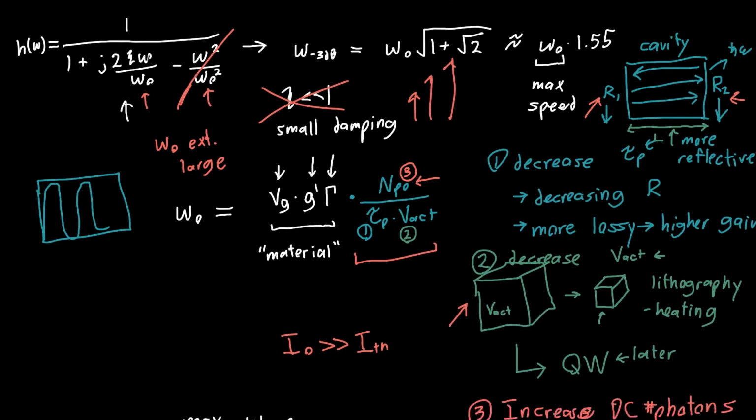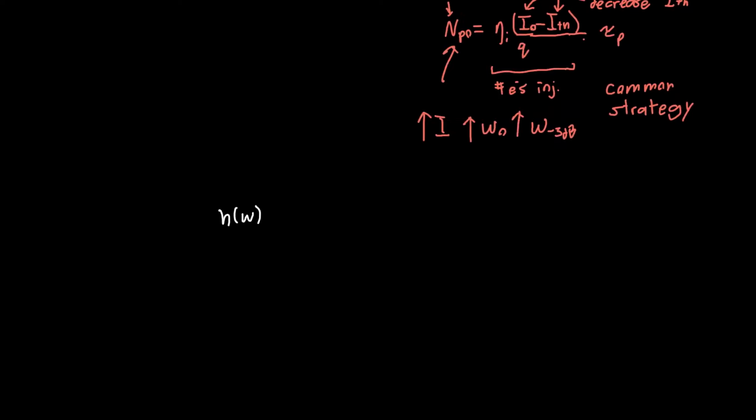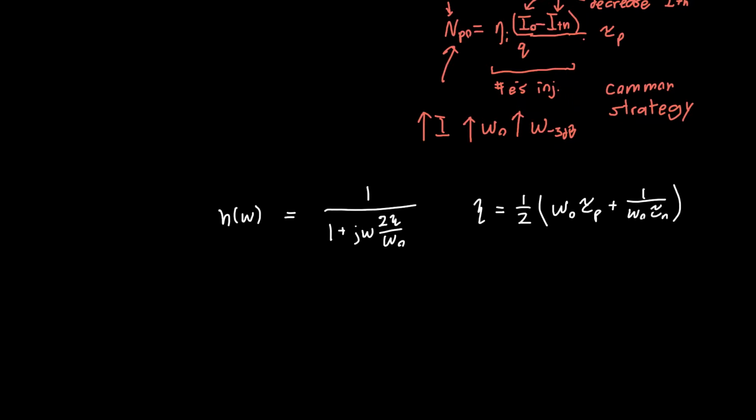So our normalized transfer function H of omega then just becomes 1 over 1 plus j omega 2 zeta over omega naught. And in the previous video, when we did the laser's frequency response, we calculated zeta. It is equal to omega naught tau p plus 1 over omega naught tau n. Here tau p is the photon lifetime and tau n is our carrier lifetime. If we again assume that omega naught is very, very large compared to this time constant tau n, we can neglect this term. So this term grows with omega naught, while this term decreases with omega naught. If we've got a very large omega naught, it's very likely we'll be able to get rid of this term.